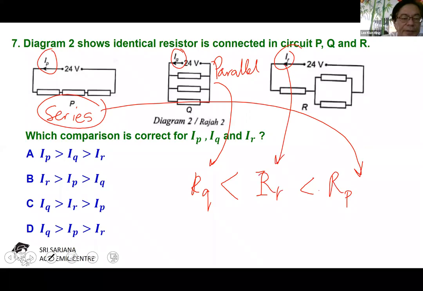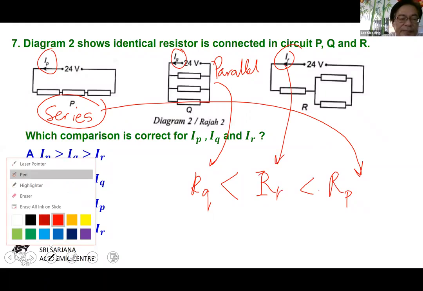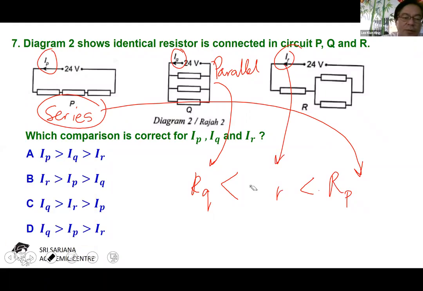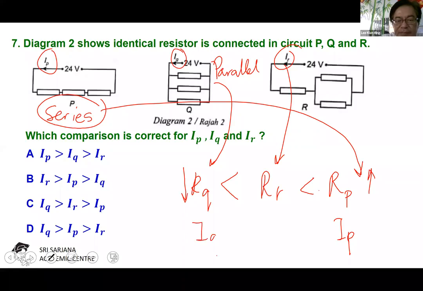But resistance and current are always opposite. Do you remember? So we know that the highest resistance is going to be RP, so the current will be the minimum. IP will be minimum. And since RQ is minimum, then your IQ becomes maximum, it's inverted. Then I'm going to put the symbol O, inverted.